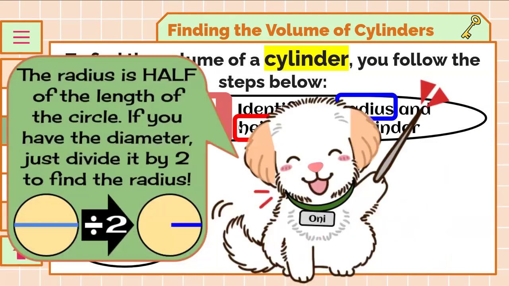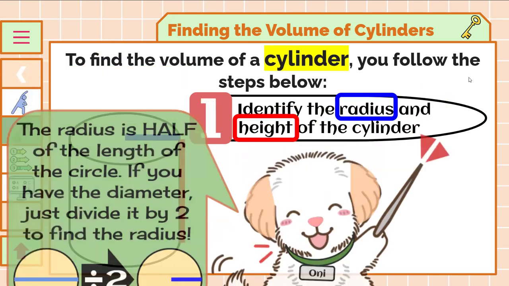Some reminders. Thank you, Oni. Remember, the radius is half of the length of the circle. If you have the diameter, which goes all the way through the circle, then to find the radius, you would just need to cut it in half or divide by 2 to find out what the radius is. Thank you, Oni.